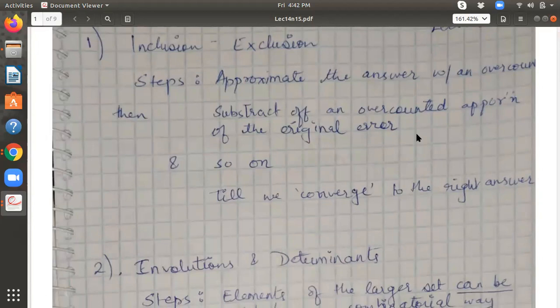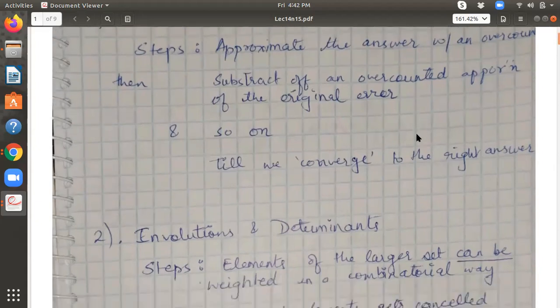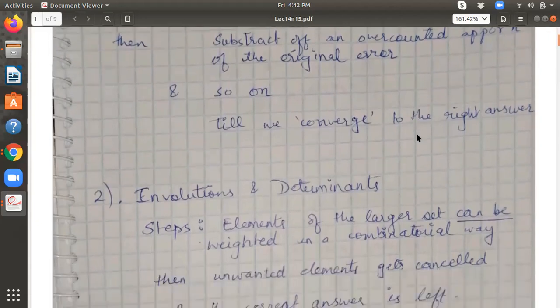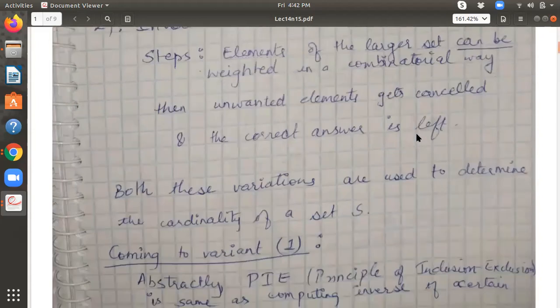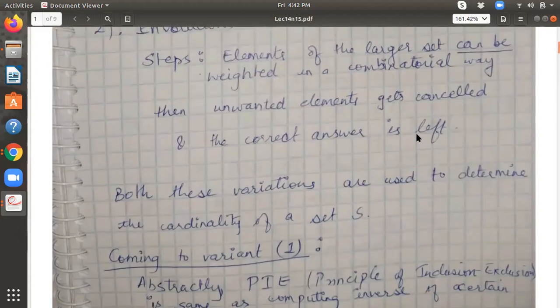The next variant of the sieve methods will come in the involutions and determinants, which I may not be able to cover through the live video right now, but we'll see it. Here elements of the larger set are weighted in a combinatorial way, and then the unwanted elements, the extra elements, get cancelled out. In this process, only the correct answer is left. As I've already told you, these variations are used to determine the cardinality of a set.